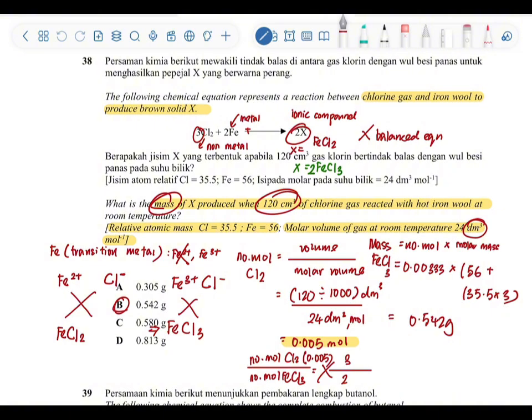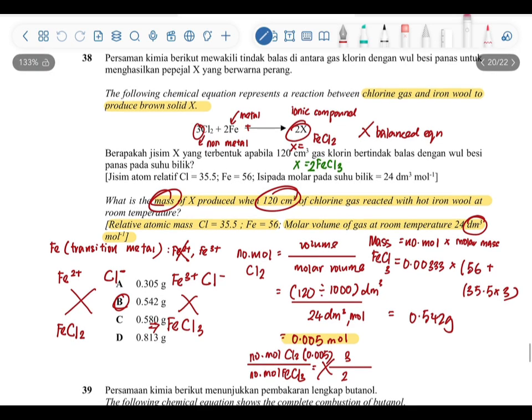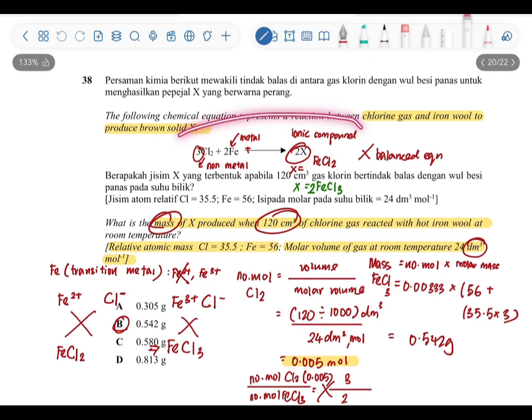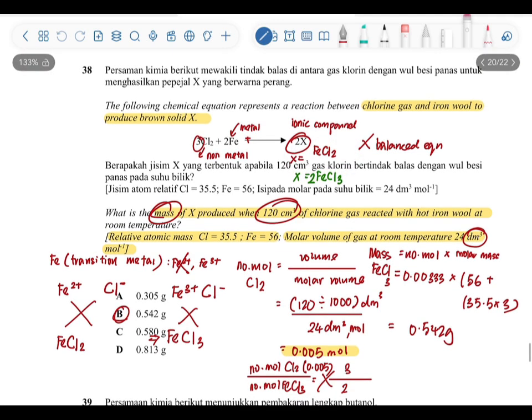Iron is a type of transition metal, so it means that it can have more than one oxidation number. In this case, we have two possible oxidation numbers for iron, which are Fe2+ and Fe3+. Now we are going to look at the equation provided, which is 3Cl2 plus 2Fe forming 2X. So this is definitely iron chloride.